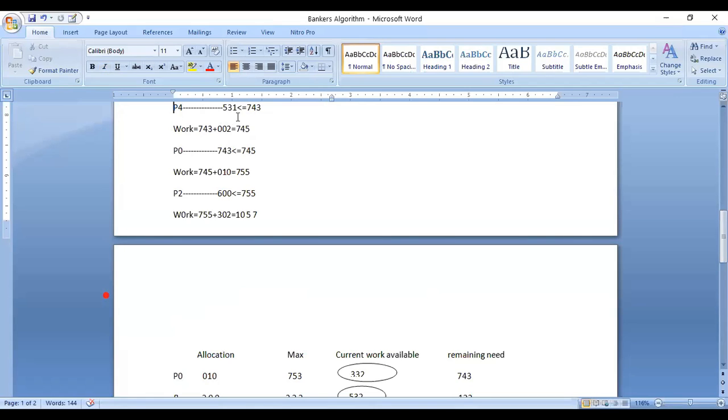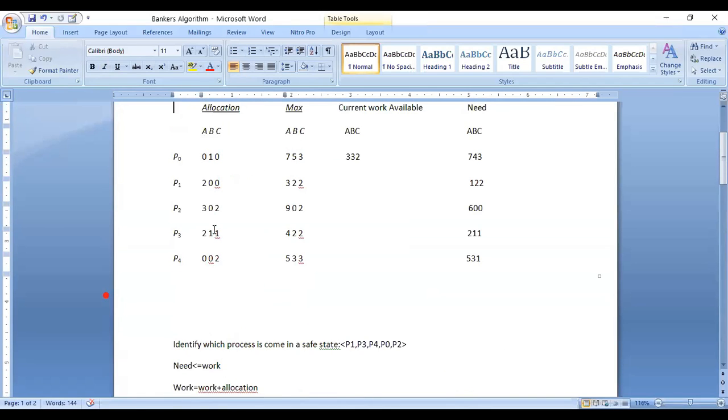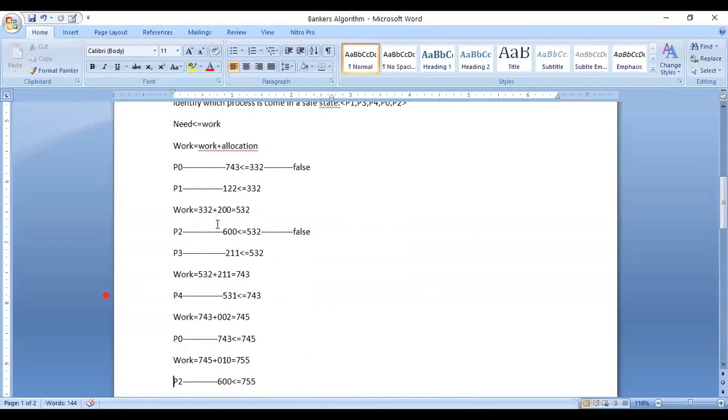So we have to calculate work is equal to work plus allocation. So what is the work here? 743. And what is the allocation for the P4 row in the matrix? 002. So the allocation resources for P4 is nothing but 002. Add those. So 743 plus 002, it will be 745. So if P4 is executed, it completes its execution, then it will go into the safe state.